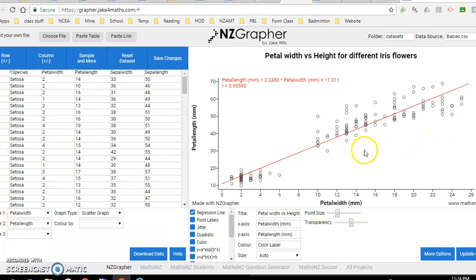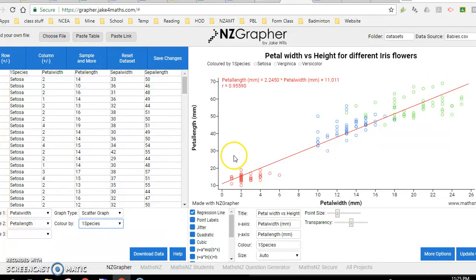And we'll now look at some groups. NZ Grapher has this nice little feature where you can group it by species, and we're going to color it by species. So we can see our three different varieties of iris flowers. They've got one type here, another type here, and another type here.